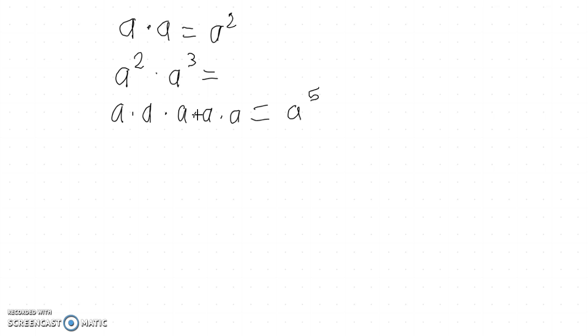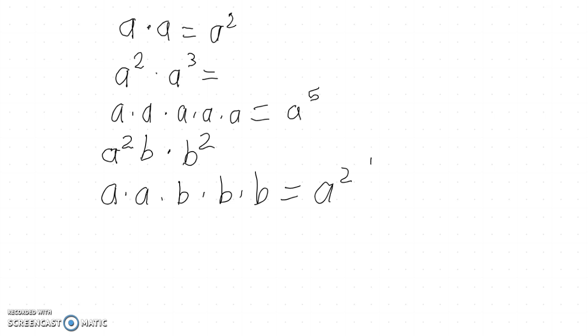What if you have something that has more than one type of variable? Let's say a squared b times b squared. Just do the same thing. Just write it in multiplication form first. So you get a times a times b times b times b, or a squared b to the third.